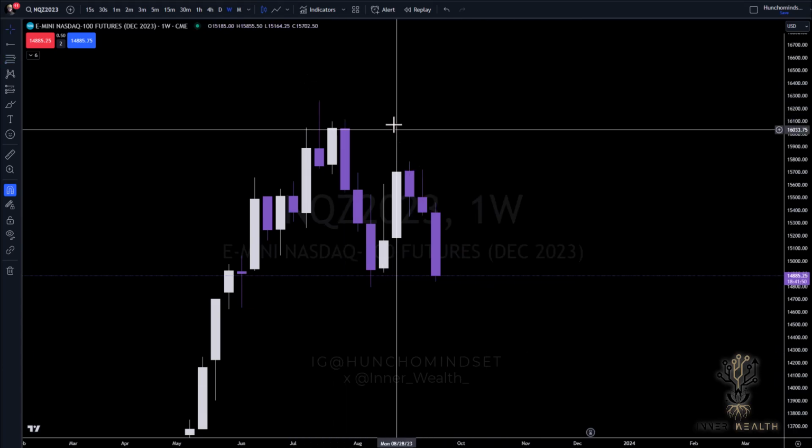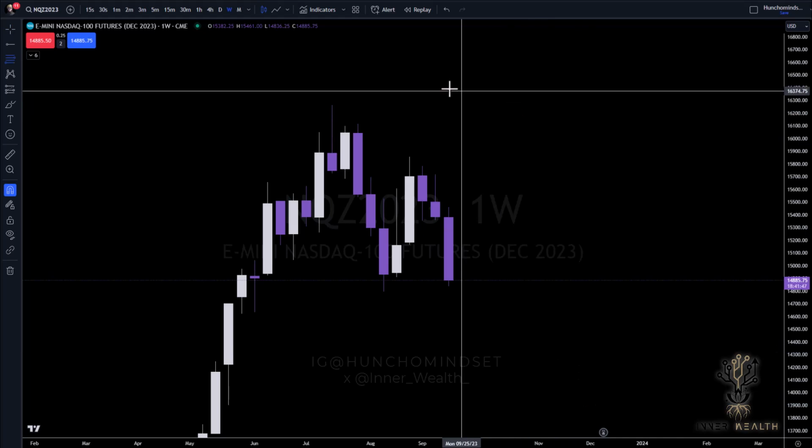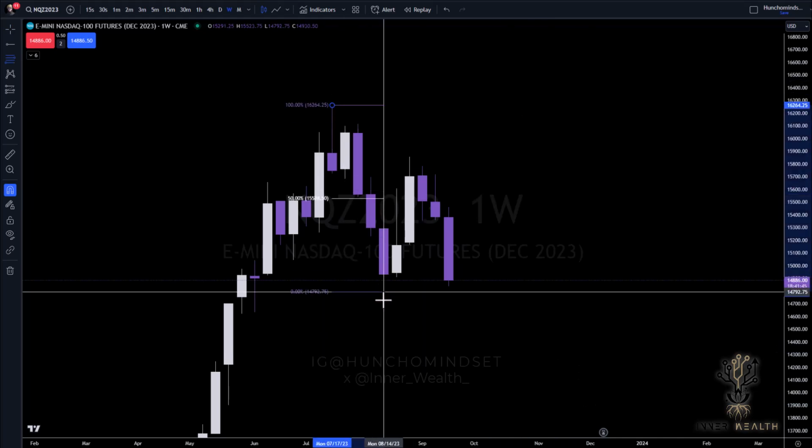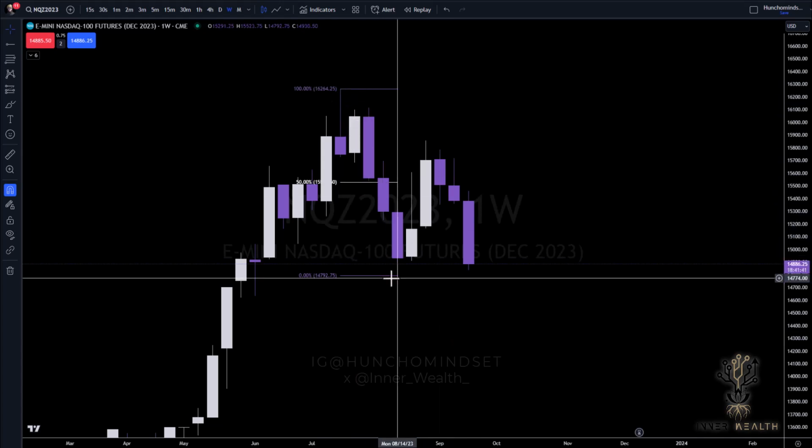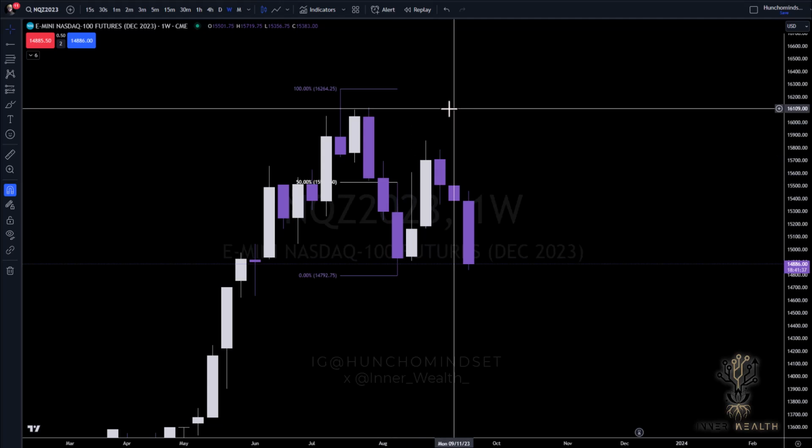So for example, I use my Fibonacci, okay, from wick to wick. It has two anchoring points. The first from high to low if you're bearish, or from low to high if you're bullish.